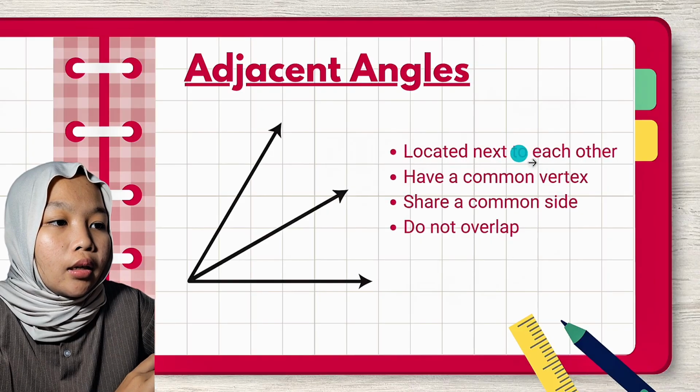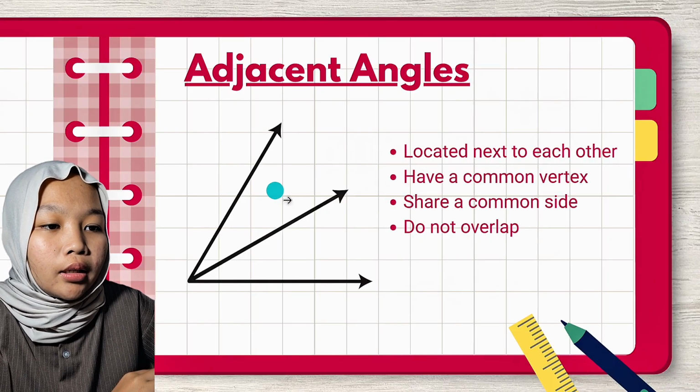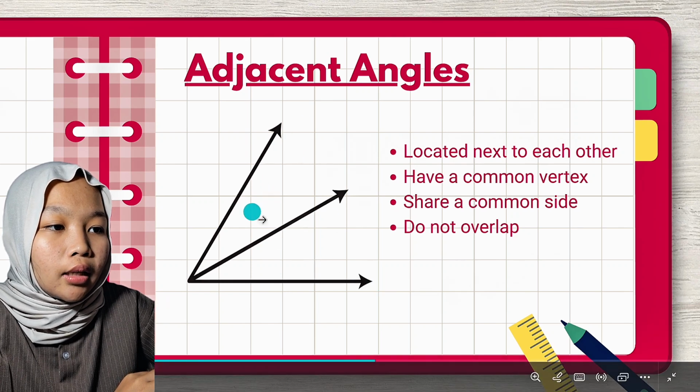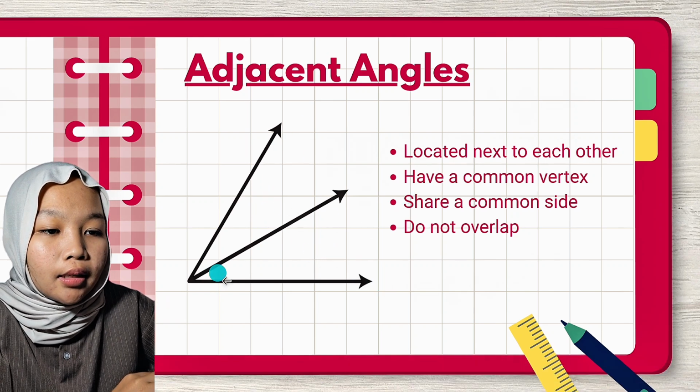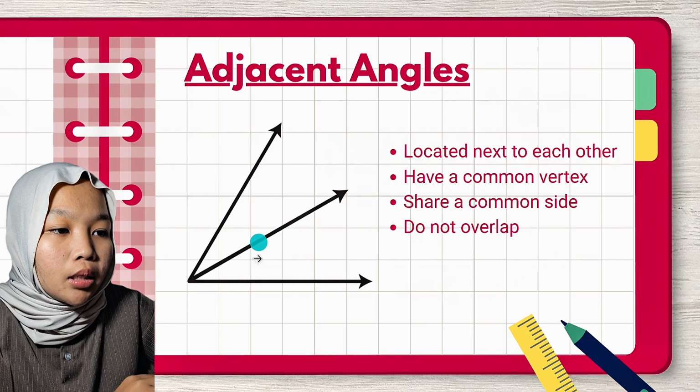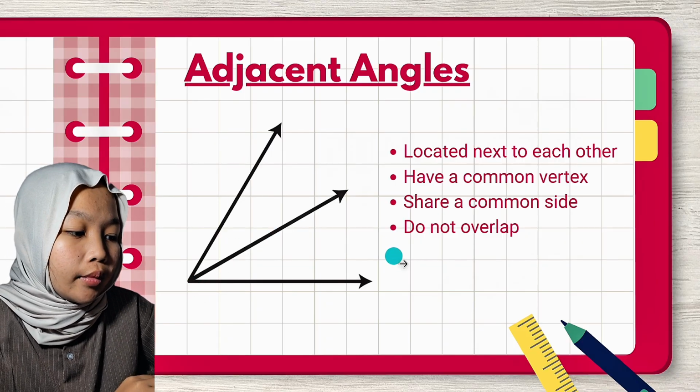So adjacent angles are located next to each other. From this angle and this angle, they are located next to each other, have a common vertex in here and share a common side here, and do not overlap.